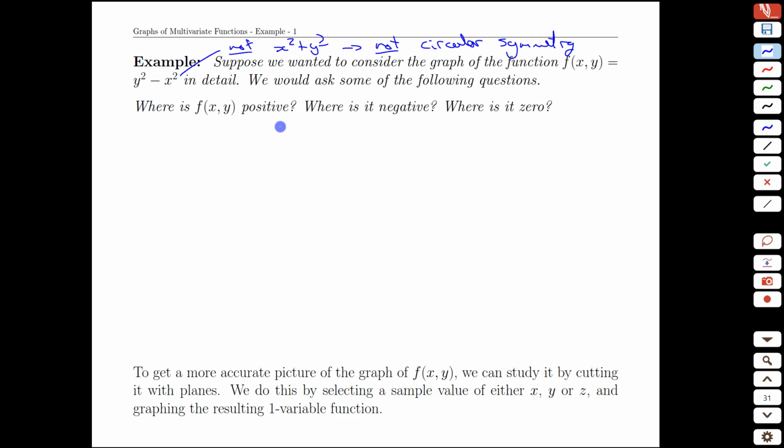What we can do then is look at some other features. Where is our z value positive? Where is it negative? Where is it 0? Well, it's easiest to point out where values are equal to 0. Those occur when y squared minus x squared equals 0, or y squared equals x squared, or, well, that would be y equals x, y equals negative x if we take the square root of both sides.